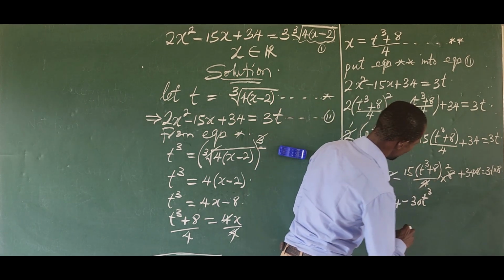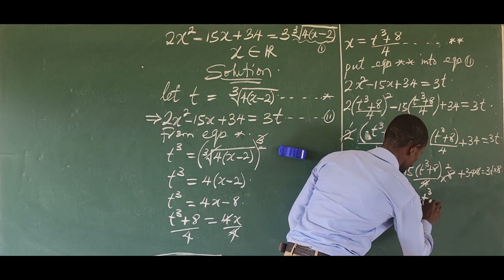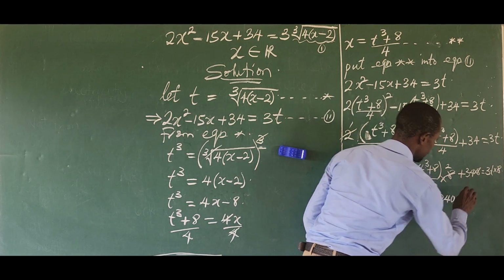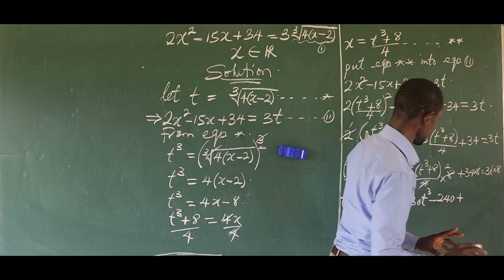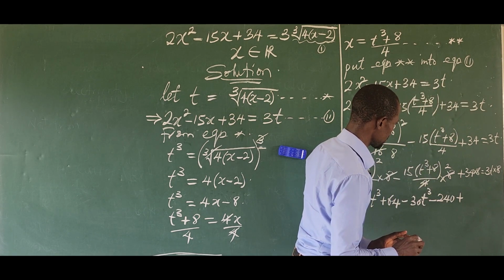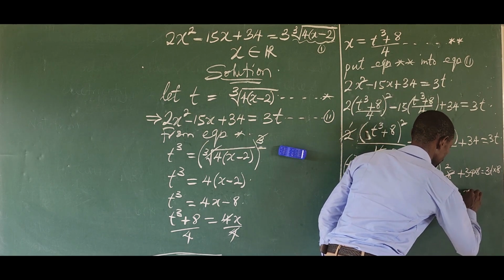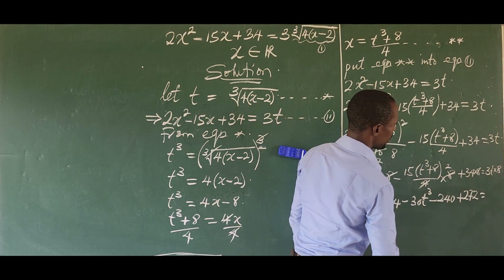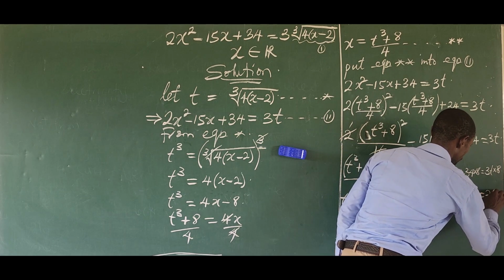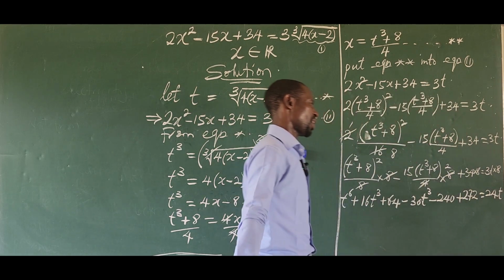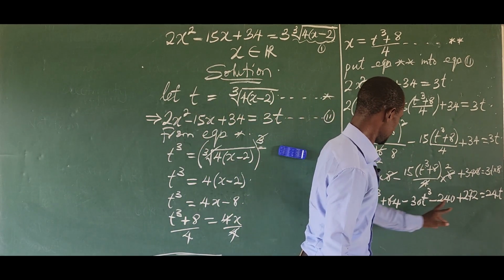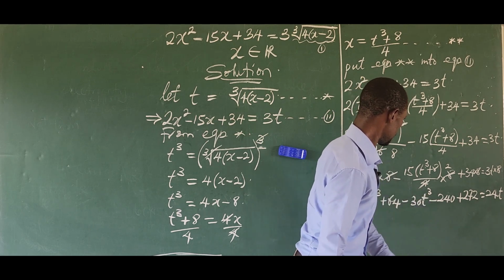then 30 times 8 will give us 240. So we have here minus 240, plus our 34 times 8 will give us 272. So we have 272 equal to 3t times 8 will give us 24t. Good.